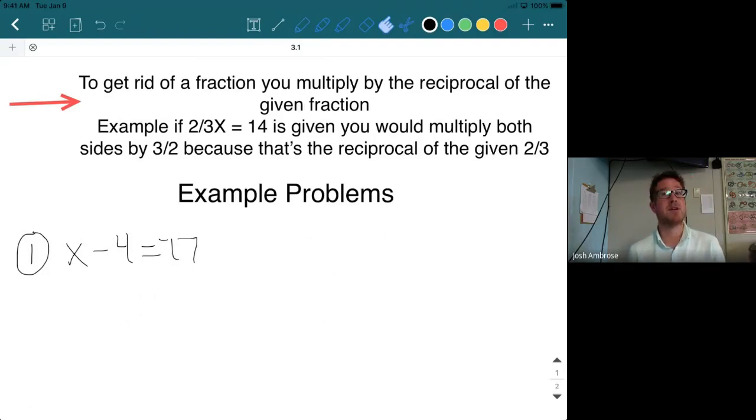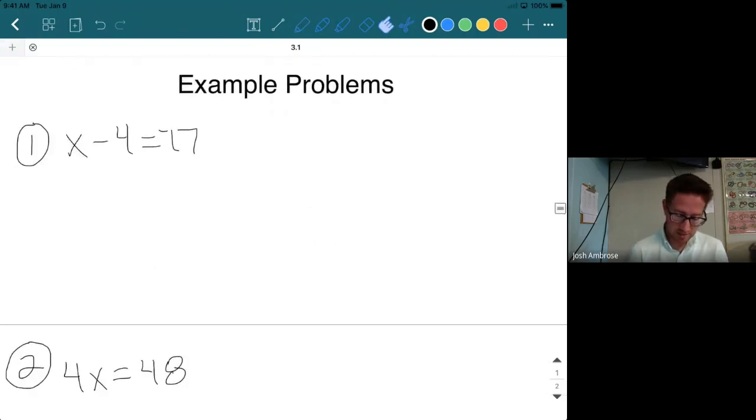Okay, don't forget signs matter. When you are multiplying and dividing by a negative, they could flip, so don't forget signs may change. All right, let's do some example problems here. Get you guys into your homework.